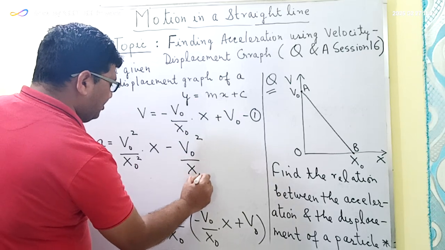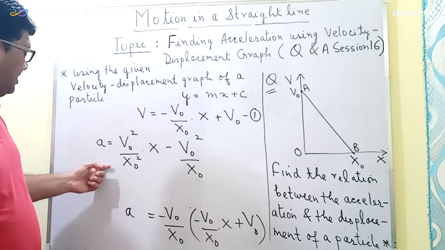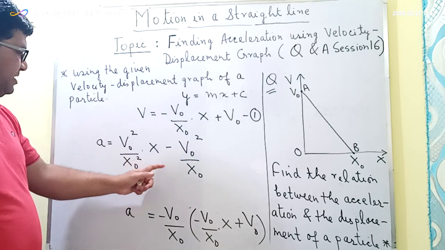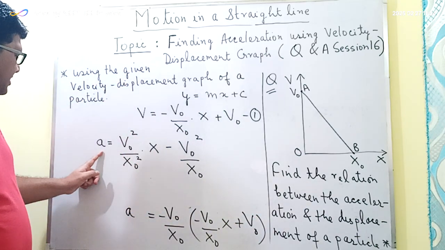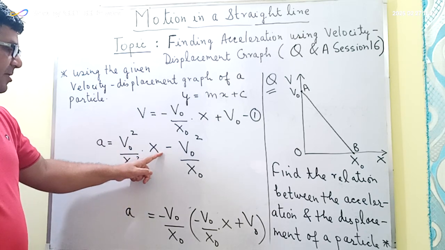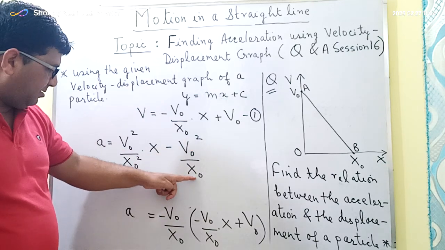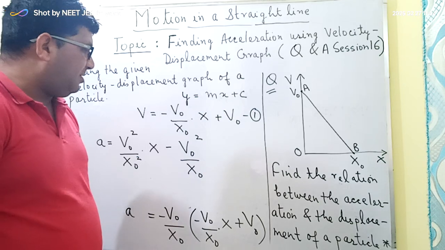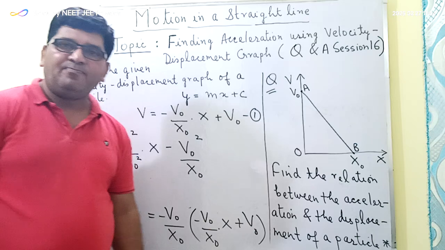So the relation between the acceleration and the displacement of the particle is given by this formula: a, which is the acceleration, is equal to v0² upon x0² into x, where x is the displacement, minus v0² divided by x0. This is how we find the relation between the acceleration and the displacement of the particle.